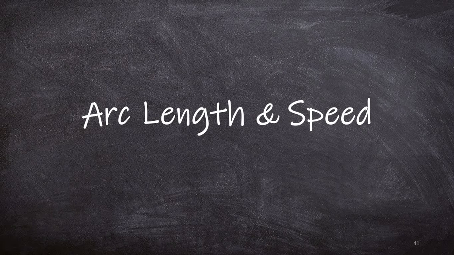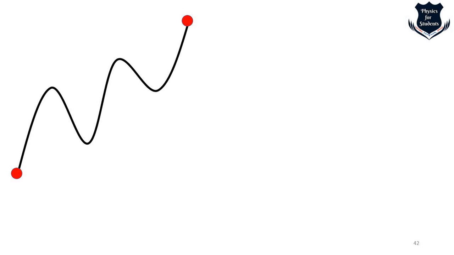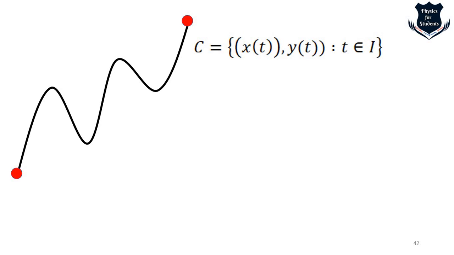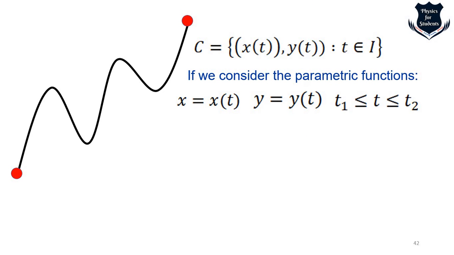Now this is quite important, arc length and speed. Now let us see this kind of a graph, for example. It's a kind of a curvy graph, right? Now if we get this kind of an equation, for example, we have defined the curve as this. And we consider the parametric equations something like this.